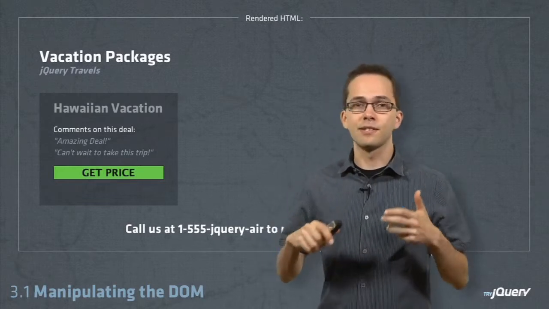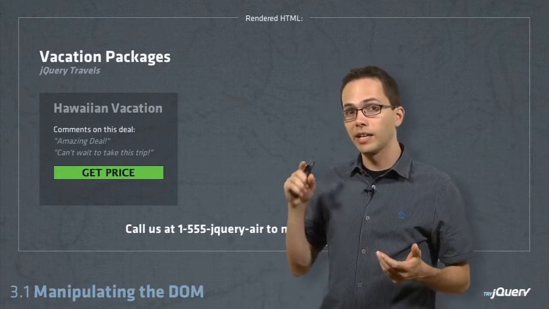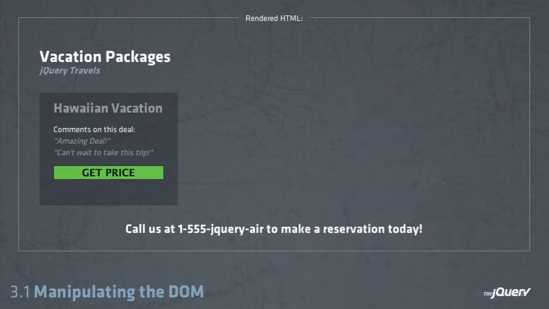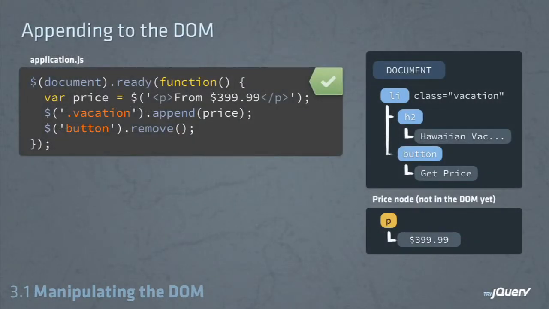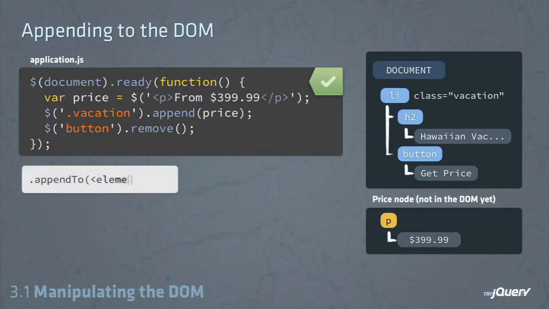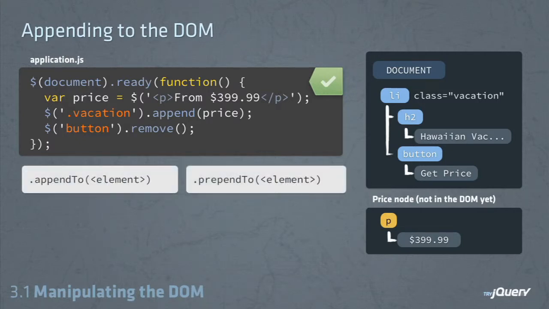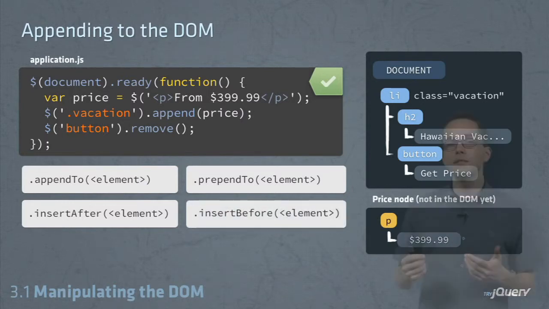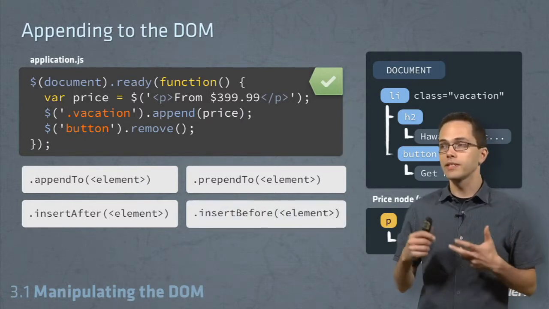Now, obviously this isn't complete. We want to make it so that when we click the button, it changes, which we'll get into in the next section. But before we get there, there are 4 other methods you should know about. There's appendTo, prependTo, insertAfter, and insertBefore. These methods are different because of the order of the syntax.